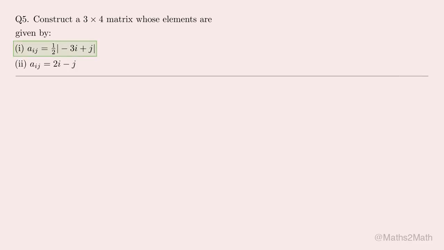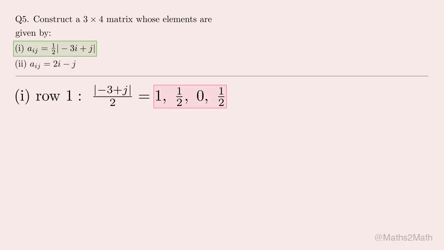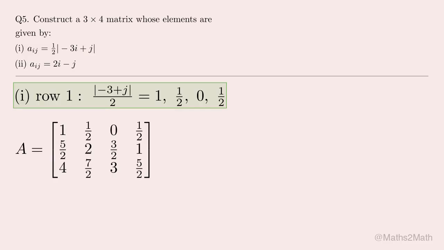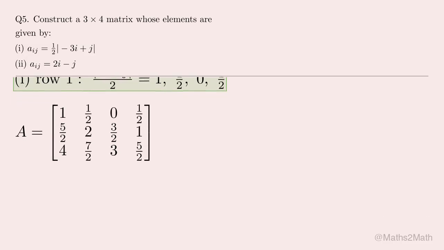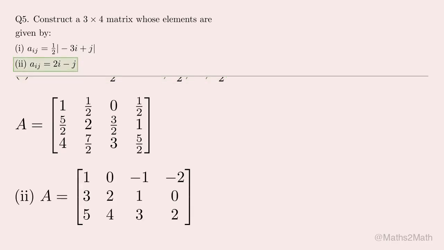Question 5. The same construction game at size 3 by 4, 12 entries per matrix. Formula 2 has no modulus, so negative entries survive. Formula 1, row by row. Row 1 gives 1, 1/2, 0, 1/2. Rows 2 and 3 the same way, assembling the full matrix. Formula 2, 2i minus j, row by row, the entries fall by 1 along each row.